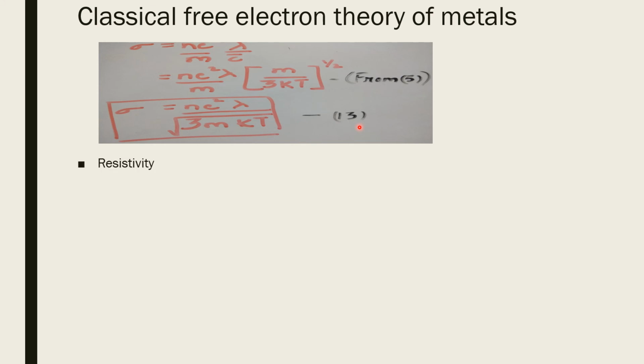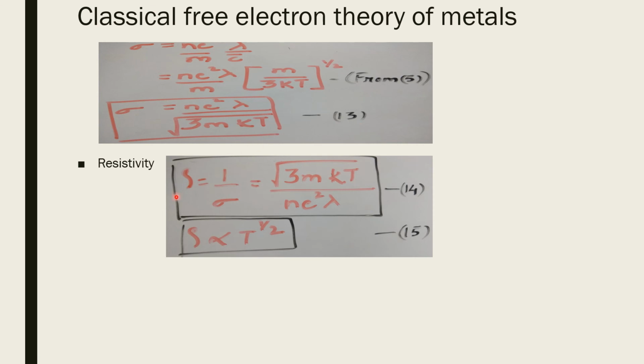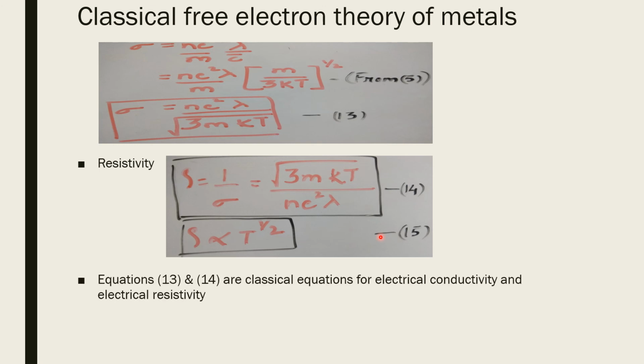Now we will find the resistivity of the metal, which is rho, which is the reciprocal of sigma, 1 by sigma. So take the reciprocal of equation number 13. So that will be square root of 3 mkT by Ne squared lambda, equation number 14. From this equation 14, we understand that rho is directly proportional to T raised to half, equation number 15. Equations 13 and 14 are classical equations for electrical conductivity and electrical resistivity.